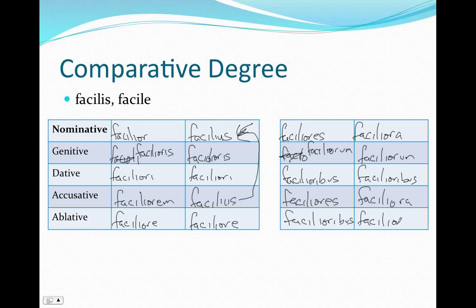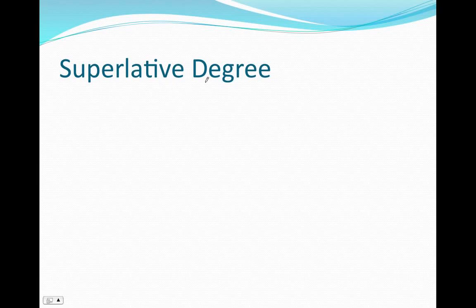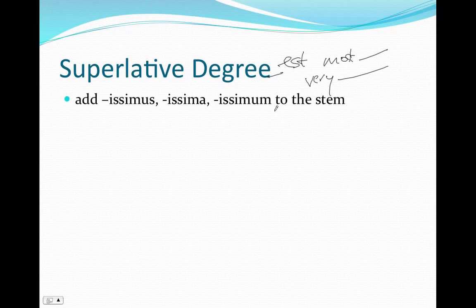So this would be easier in all cases, all numbers, all genders. So that's the comparative degree. Now on to the superlative degree. In English, our blankest, biggest, swiftest, or most swift, most blank, or in Latin it can also be translated as very swift. So how do we form the superlative degree?